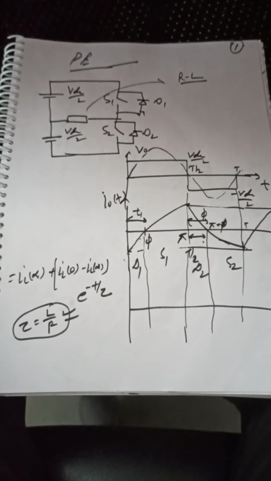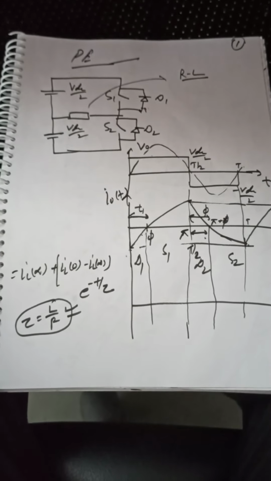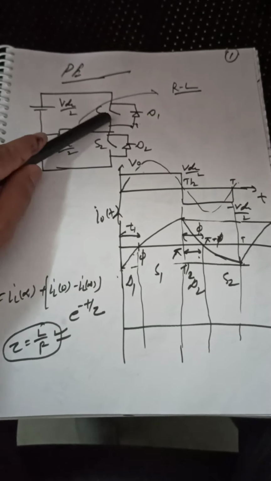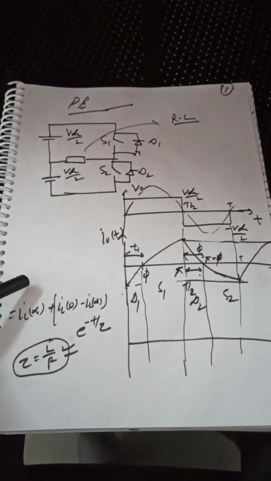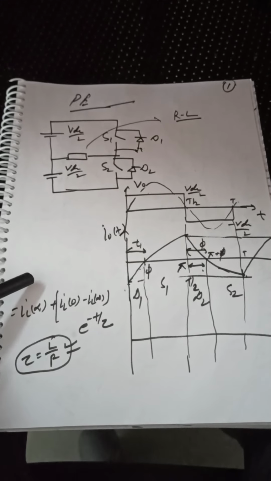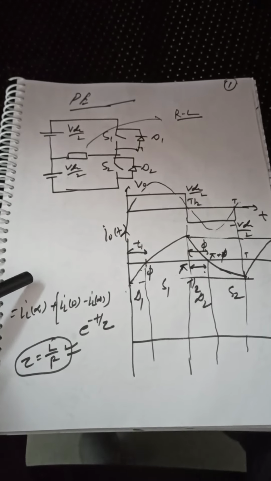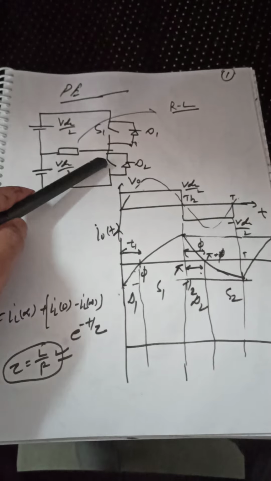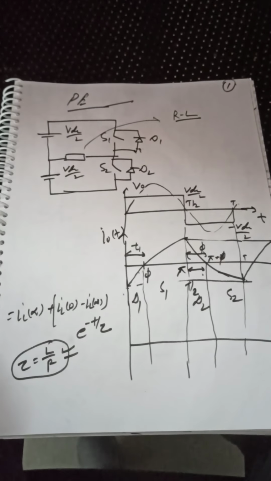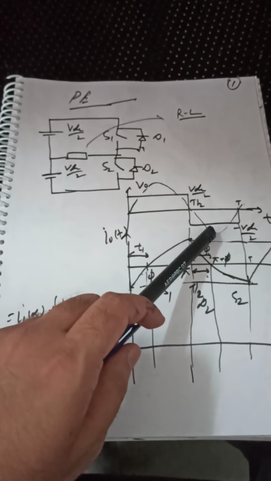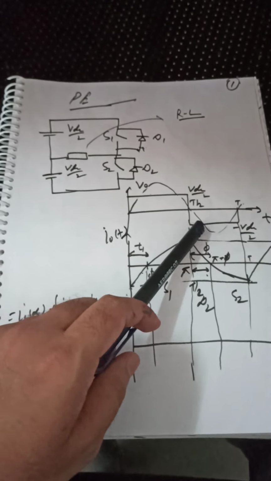Now straight away, coming to the waveforms, what will be the waveforms? As we can easily observe, when this switch S1 is closed, then VDC by 2 will get connected across the load terminals. So obviously the voltage across the load terminals will be VDC by 2 till the time period T by 2. After T by 2, obviously S2 will be connected and S1 will be disconnected. So the voltage across the load terminals will be minus VDC by 2. This can be easily observed from the waveforms.